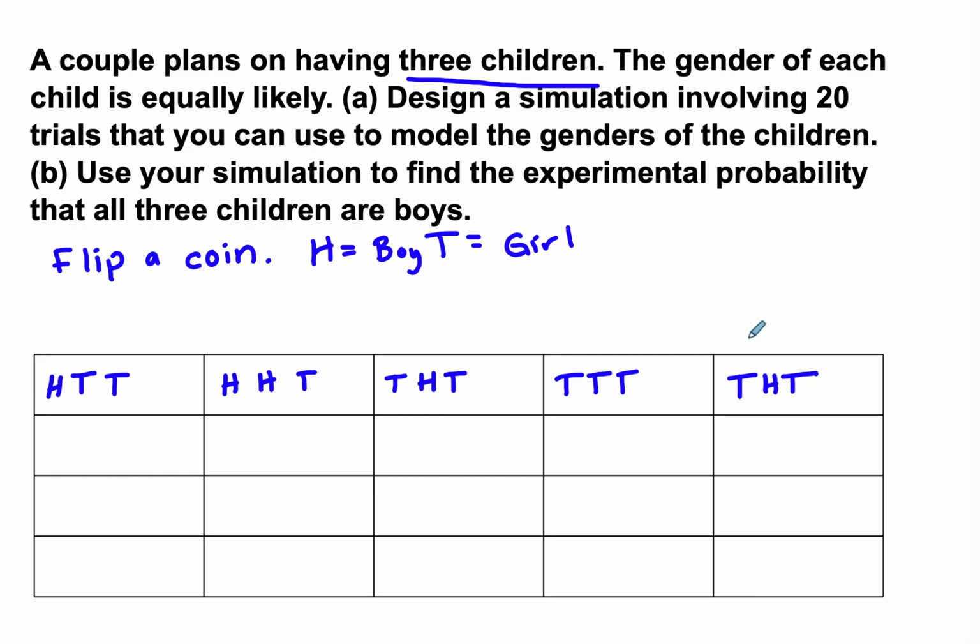Okay, so you are going to do something similar. You're going to flip your coin. You're going to record your results. And then you're going to find the experimental probability that all 3 children are boys. So out of 20, you're going to see how many times you got all 3 boys. And we said heads was going to be boys. Okay, go ahead and pause the video, conduct your simulation, and write down your results.